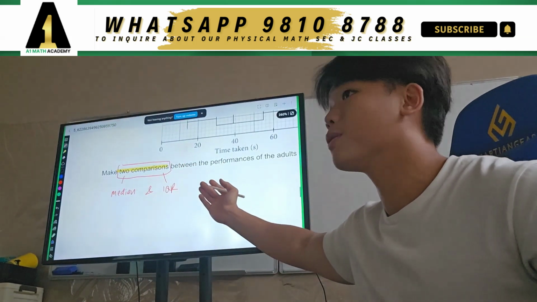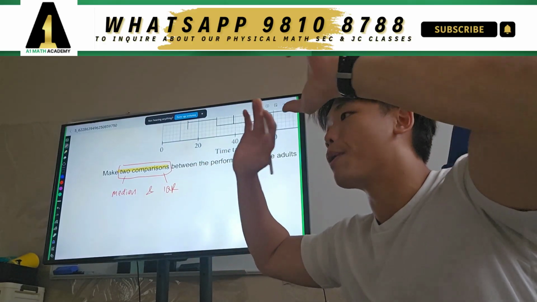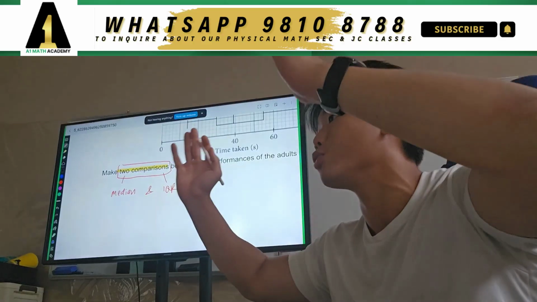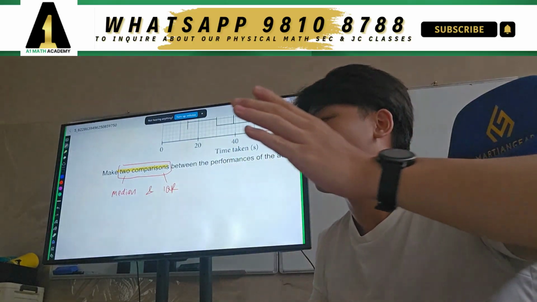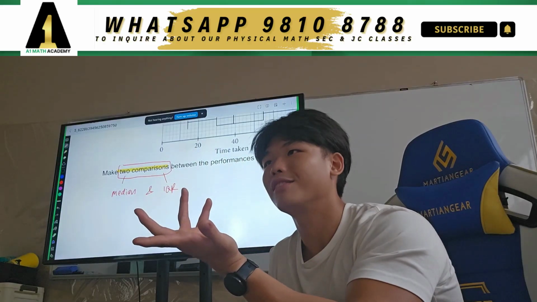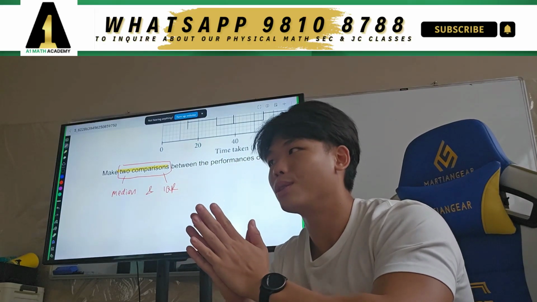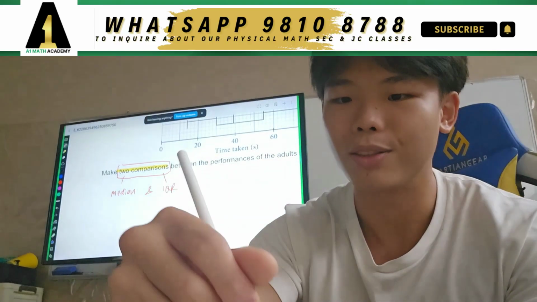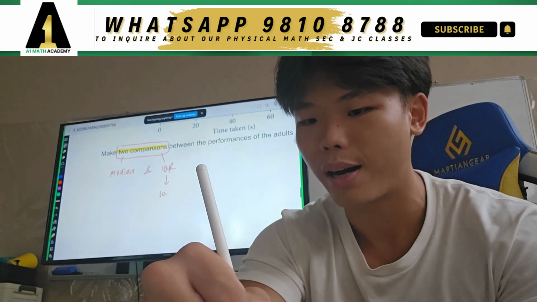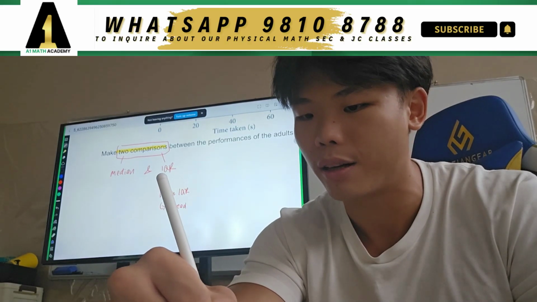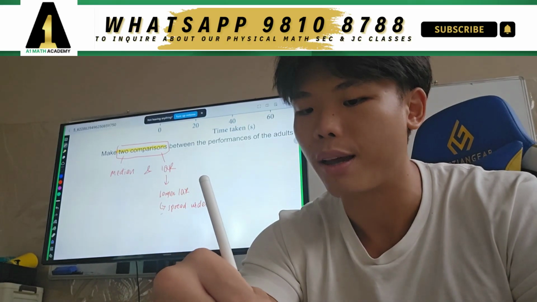Higher median means, on average, not on average, generally, you take longer time, right? Larger IQR means what? If your IQR is bigger, what does it mean? The spread is wider. Larger IQR, larger range, means your spread is wider, right? Then what's the conclusion?